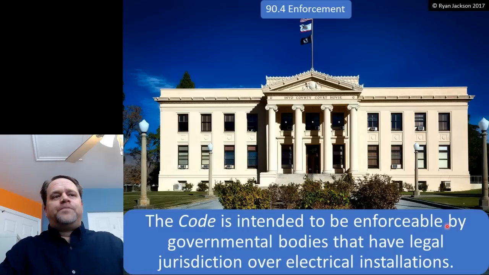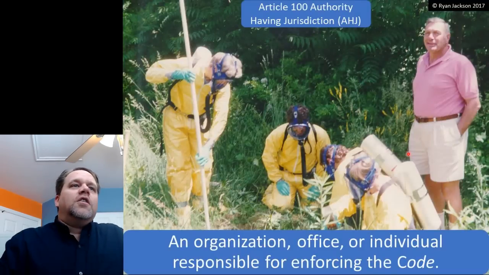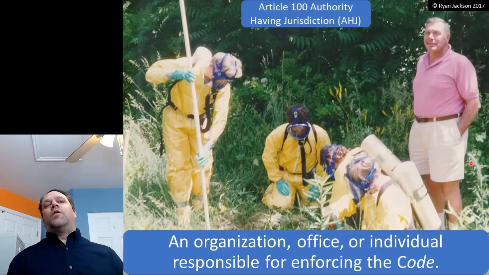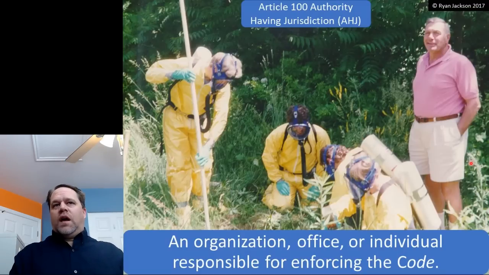It's intended to be enforceable by governmental bodies that have legal jurisdiction over electrical installations. We call that body the authority having jurisdiction. And in Article 100, I love this picture. Who do you suppose the inspector is in this picture here? We've got the 4 guys in hazmat suits, and then you've got, well, so who's the authority having jurisdiction, or indeed what is the authority having jurisdiction? It's an organization, or an office, or an individual that's responsible for enforcing the code. In fact, I think the code says it has the legal authority to enforce the code, or the legal responsibility to enforce the code. If you can perform inspections legally, then you are an authority having jurisdiction.